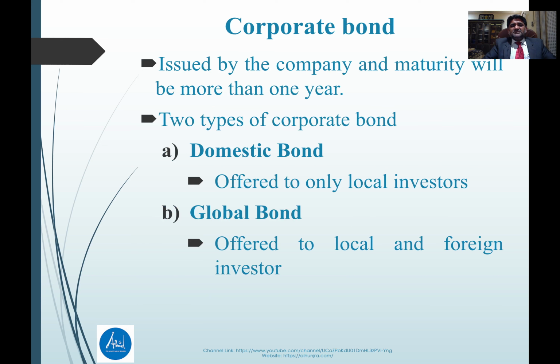A corporate bond is issued by a company and the maturity will be more than a year. There will be a coupon and face value. There are two types of corporate bond. One is domestic bond, the second is global bond. A domestic bond is offered only to local investors. Global bonds are offered to both local and international or foreign investors. That is called a global bond.